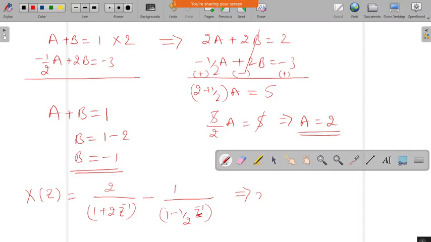Now corresponding x of n, what can we write? Since it is a left sided sequence, it will be minus 2 power n, sorry, 2 power n into u of minus n minus 1. So 2 into 2 power n into u of minus n minus 1 is the left sided sequence. And then plus, this is a right sided sequence, minus half power n into u of n. Did you get this one?